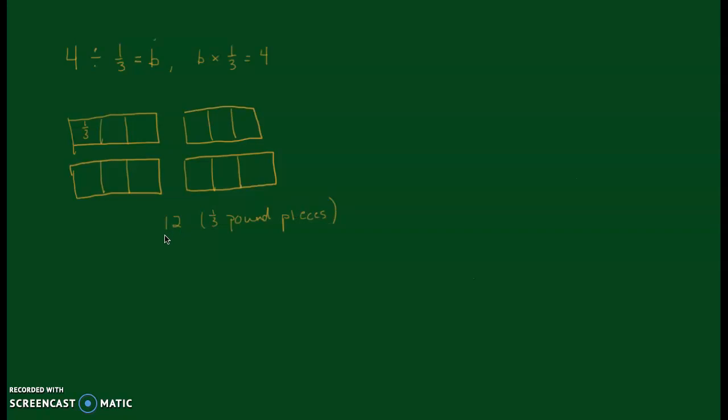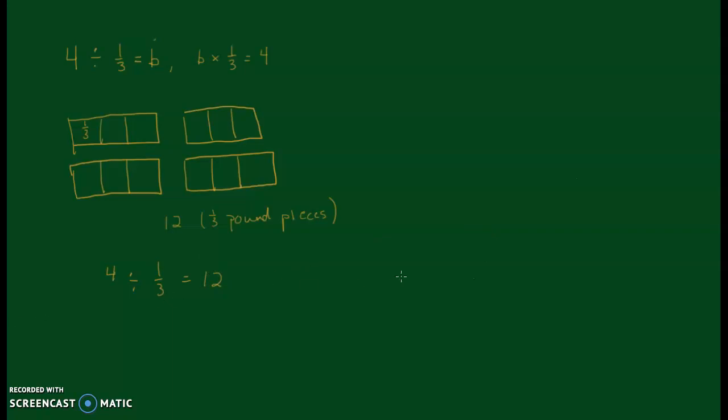On your home link, after writing down the answer, it asks you to write a summary number model. So for this problem, the summary number model is going to be 4 divided by 1/3 equals 12. Then they are also asking you to check using multiplication.